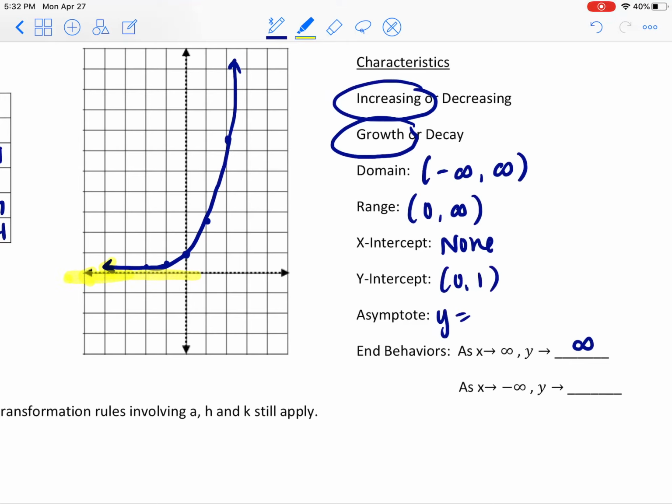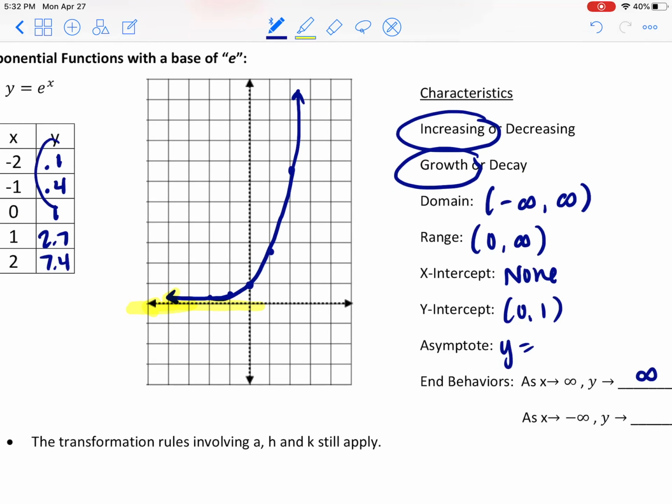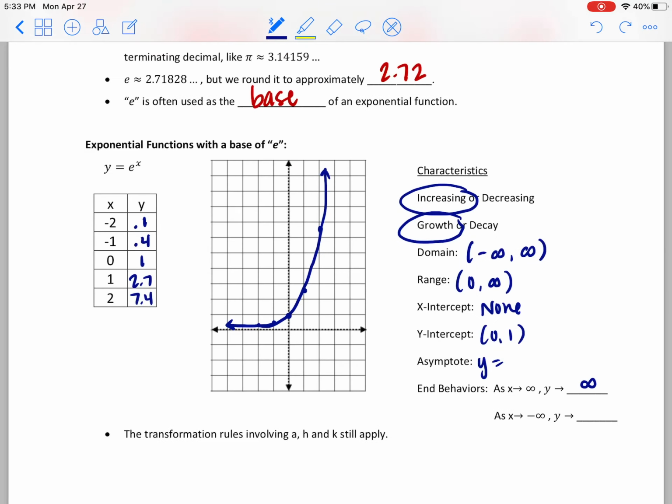The other end, as x goes to negative infinity, that means go to the left end of the graph. Where are the y values headed? Well, you might be tempted to say negative infinity, but the y values are going to be stuck with this asymptote. These y values, and we saw this in the table, are going to get smaller and smaller and smaller. They're going to get closer and closer to 0. They can't go past 0 because there's a barrier there.